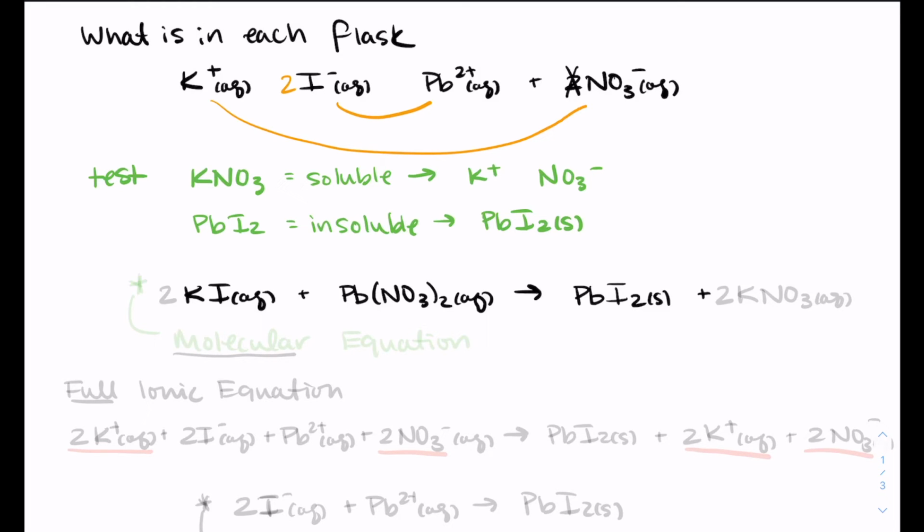If I were to write out what happened in this reaction, I started with aqueous potassium iodide and aqueous lead nitrate. When I mixed them together, it produced lead iodide, which was a solid, and potassium nitrate, which was aqueous. Now, let's make sure this is balanced. I need 2 potassium iodide, and that should balance everything if I produce 2 potassium nitrate. We call this the molecular equation because everything is in the form of a molecule.